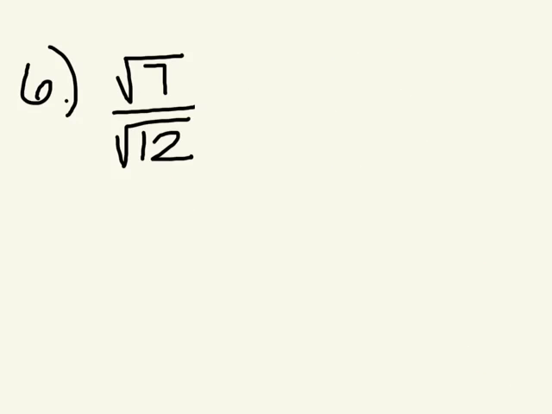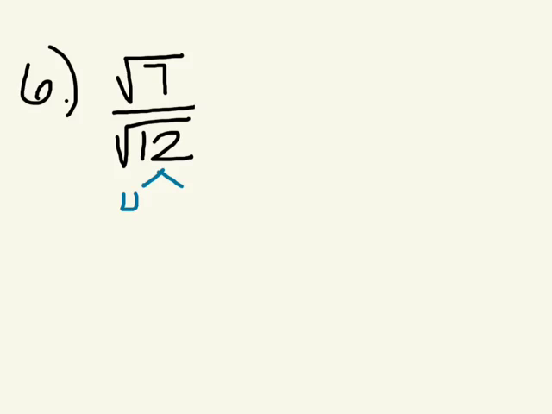This problem is like number 6 on your quiz. It's a little more complicated than number 5. The first thing we notice is we have a radical on the top of our fraction to start. The other thing is that 12 we can break down. So what we want to do first is simplify the denominator if we can.